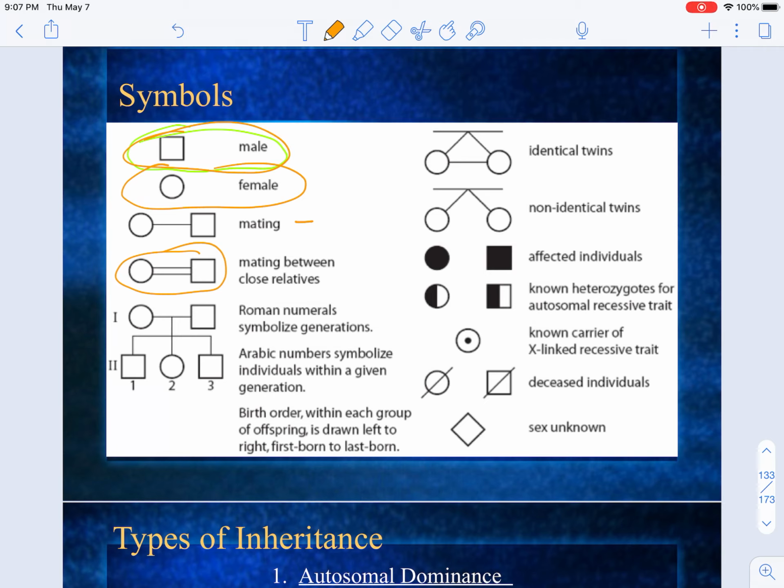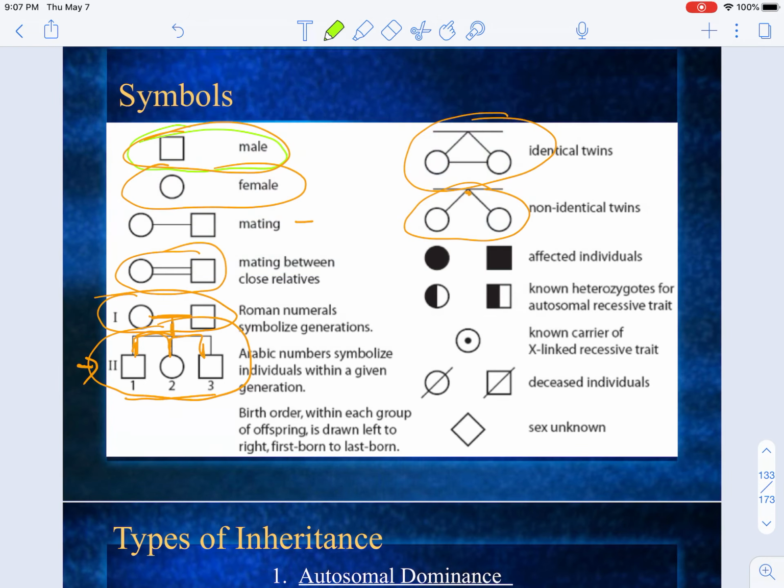A Roman numeral will symbolize a generation, starting with 1 at the top, the oldest generation, and then the next generation. And basically these two who have kids, they're connected, and their kids will be indicated in the order they were born. So first child, second child, third child. And these are the regular Arabic numbers, and the Roman numerals are for the generations. Okay? Twins will be connected if they're identical, still connected at the point if they're not identical.